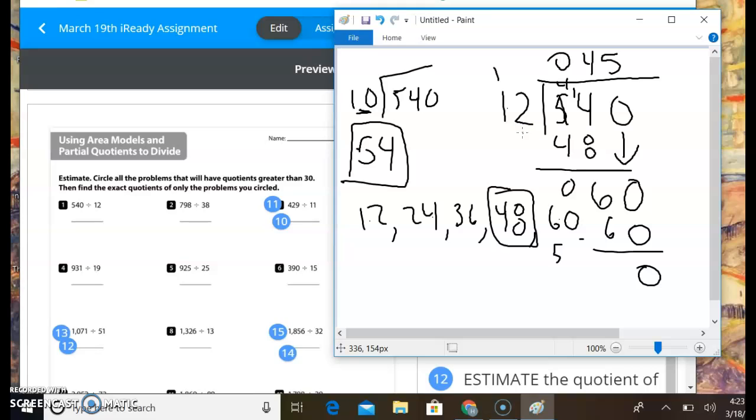So hopefully that reminded you how to do your basic multiplication and division and rounding for estimation.